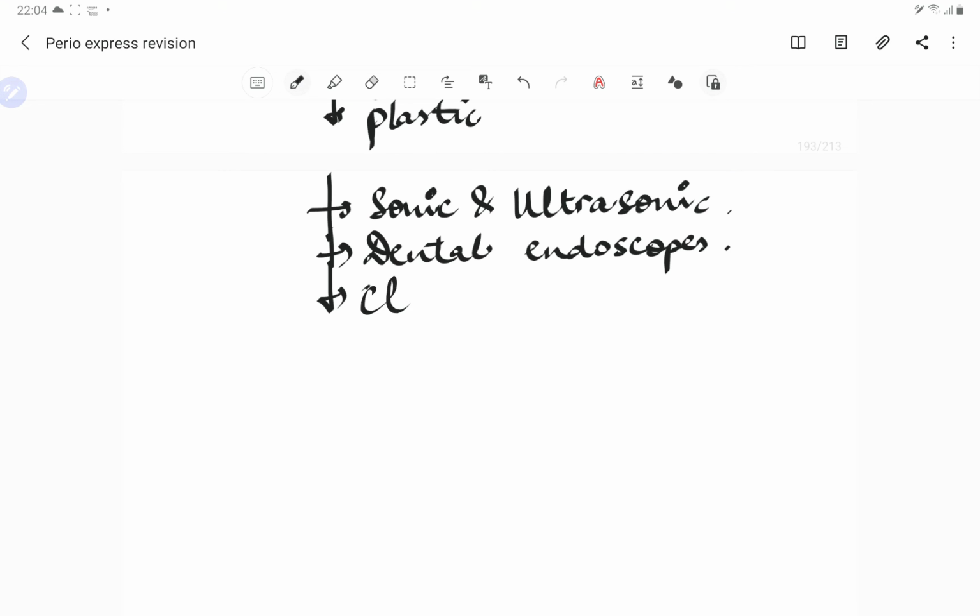What are the instruments used after we do the cleaning and the root planing? After scaling and root planing, there is a rough surface on the cementum, on the root surface. We have to make it smooth so that there is no plaque accumulation or calculus accumulation further on. So after doing the scaling and root planing, we clean and polish the tooth surface or the root surface, whatever it is. The cleaning and polishing instruments we are going to cover in this part of the video.